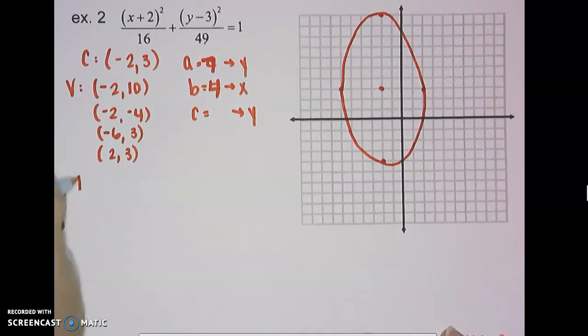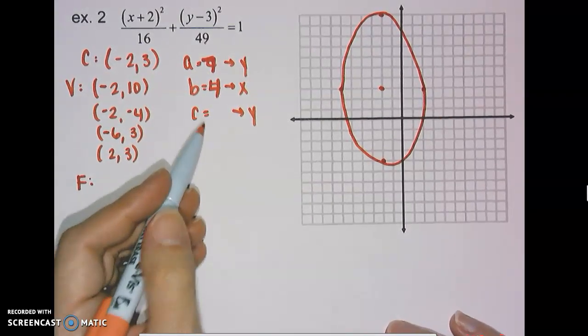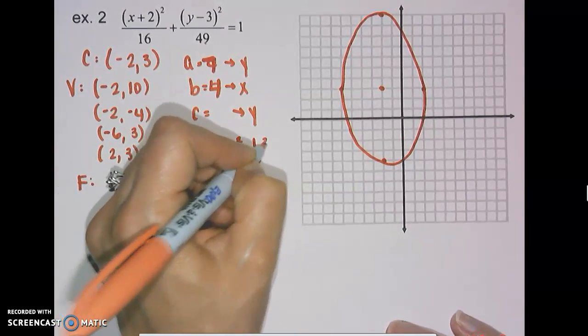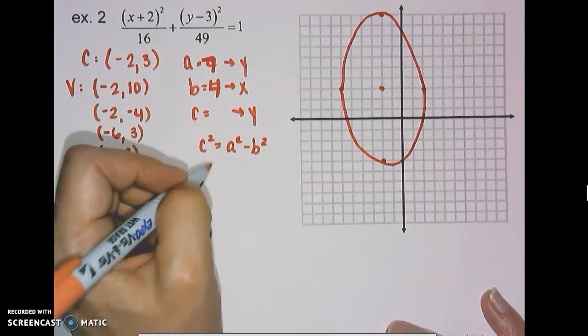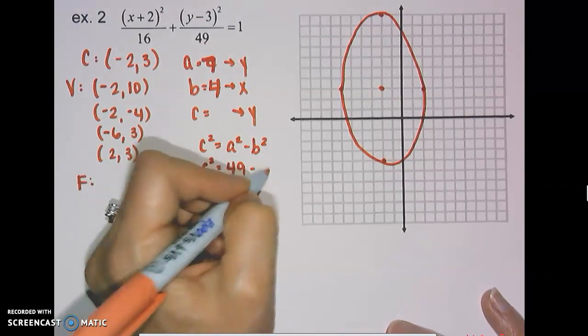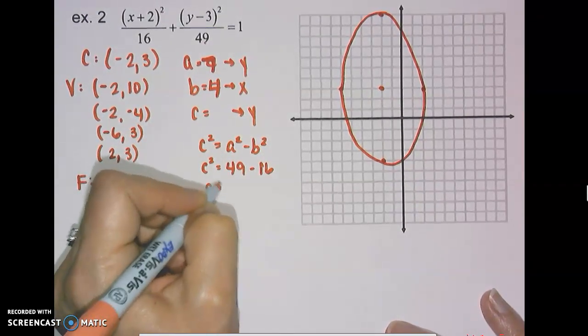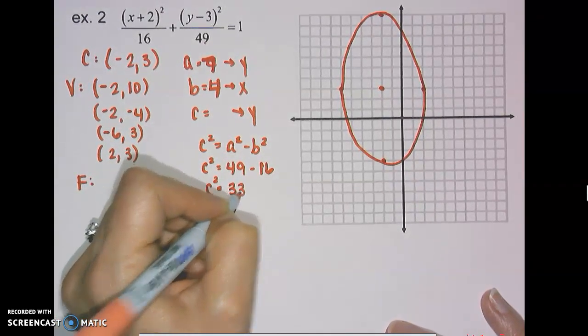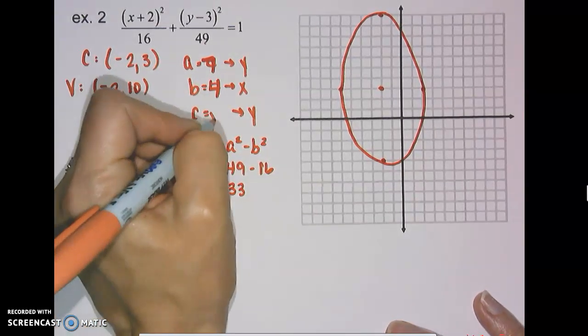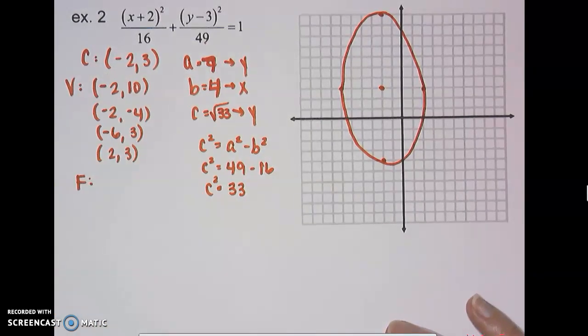All right. Next thing, focus points. In order to find the foci, you need to know what c is. C squared equals a squared minus b squared. All right, so we're going to have 49 minus 16, which is going to give us that c squared is 33, which means, working backwards, we have the square root of 33. Now, it's okay that it's a radical. It's okay if you can simplify it, you're going to simplify it.